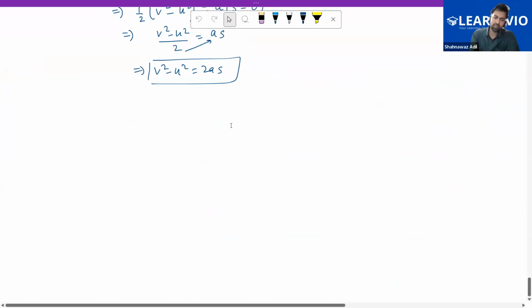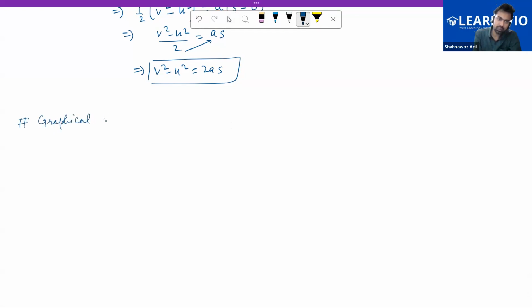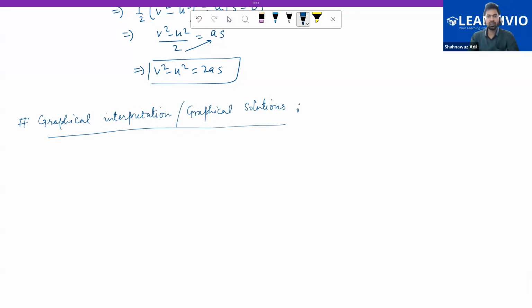So the next topic is going to be a graphical solution. And then from that, we will understand how we can derive. Right, so graphical interpretation or graphical solution. So from a graph, how we can understand different equations of motion, right?